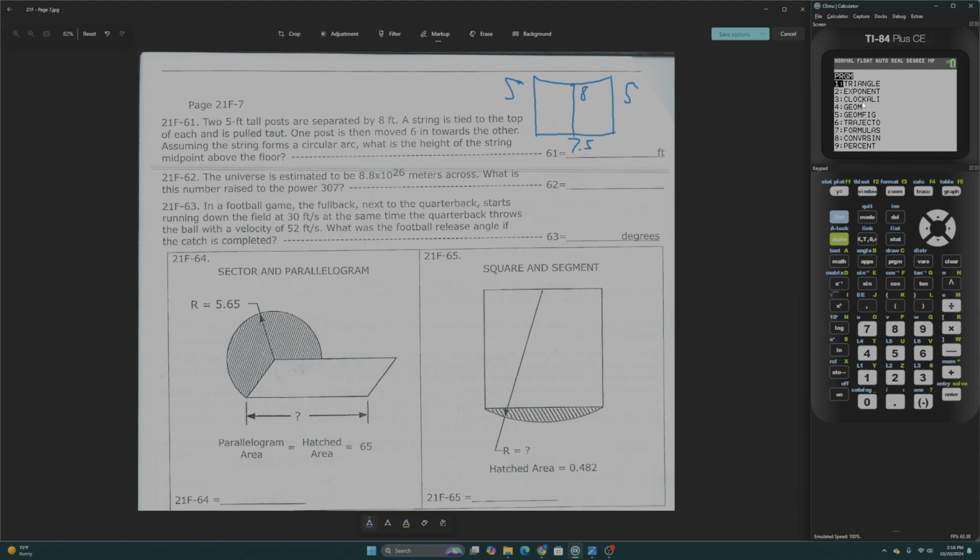Okay, it's the exponent problem. 8.8 times 10 to the 26 meters, and 307 is the power. And it gives you the answer. Let me write that down. 9.04 times 10 to the 8271.